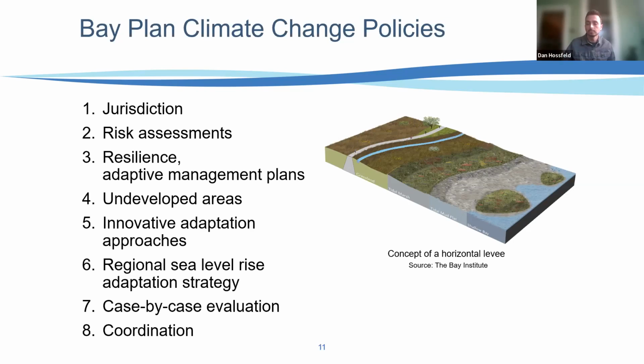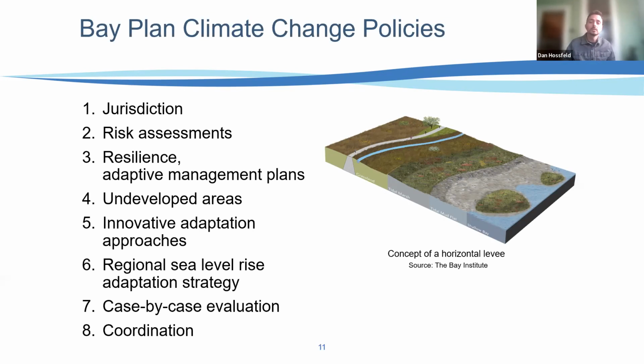So policy 4 encourages the special consideration for preservation and habitat enhancement for undeveloped parcels, especially those that are vulnerable to future flooding, and the idea being they could sustain habitat or species, or could be enhanced to do so.